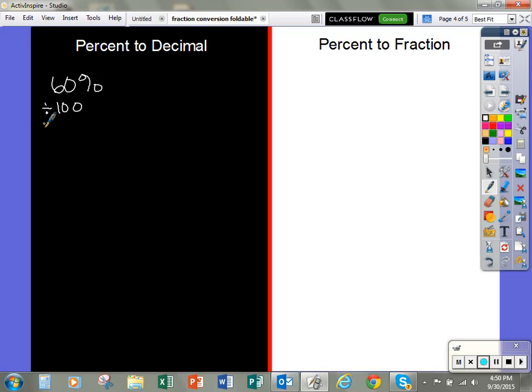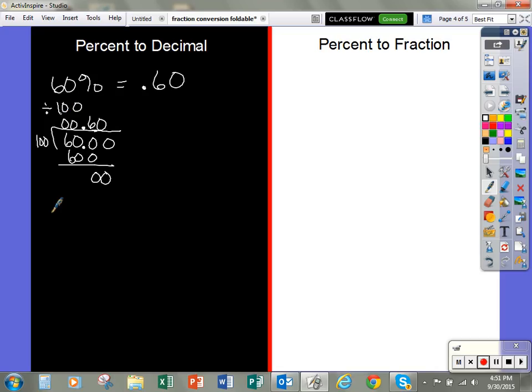And let me just show you why that is true. If I have 60 divided by 100, it won't go. I'm going to add a decimal and 2 zeros. That's 0, 0, 6. So that would equal 0.60. So we can see the decimal was here. We were allowed to move it 2 places to the left because we divided by 100.